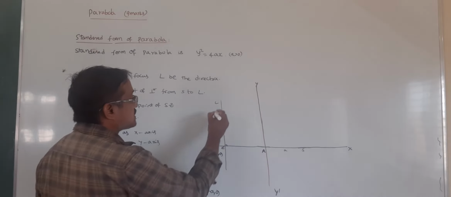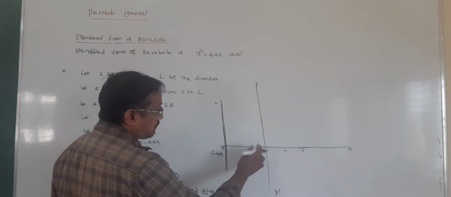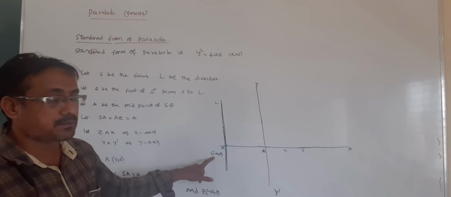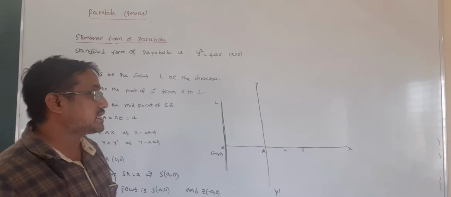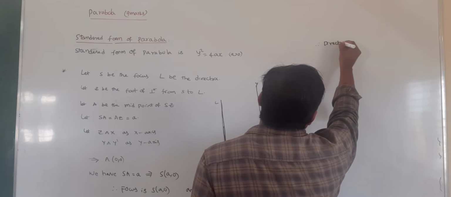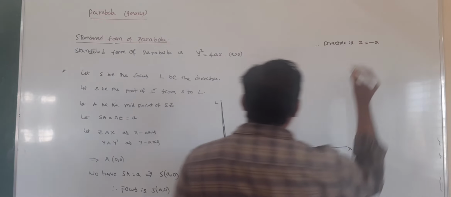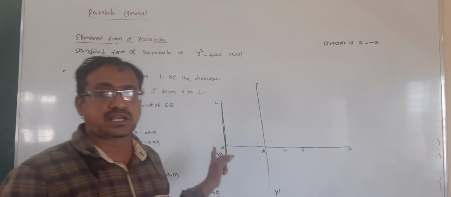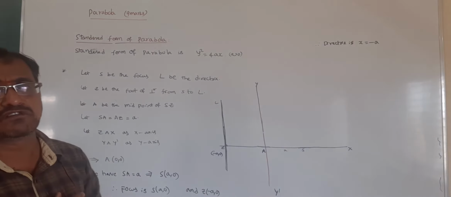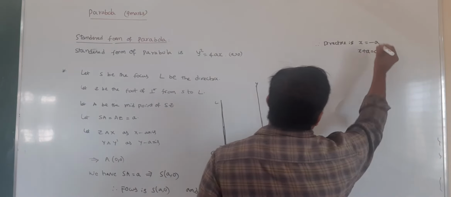And clearly you can see the directrix is parallel to the y-axis and passing through the point (-a, 0). Therefore, the directrix is x is equal to -a. For a vertical line, the equation is x is equal to x1, so it will be x is equal to -a. So x plus a is equal to 0.